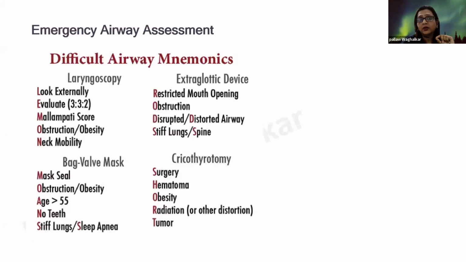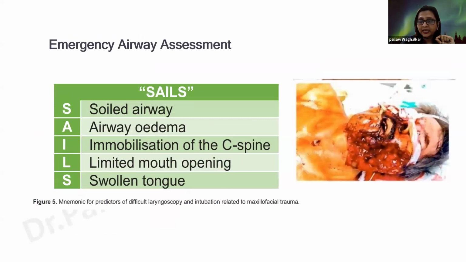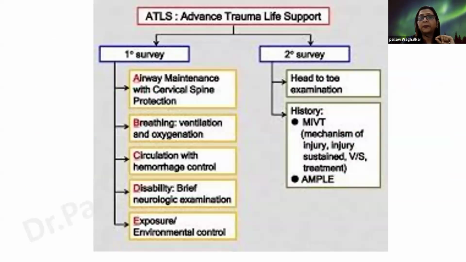Whenever you are assessing, we all know our mnemonics of difficult laryngoscopy, like LEMON, or difficult extraglottic device insertion, or difficult bag-mask ventilation, or difficult surgical access. This article also gives us new mnemonics in cases of maxillofacial trauma, that is FOLD. We have to look for facial distortion, obstruction of the upper airway, limited mandibular protrusion, and displaced or undisplaced fracture. The second mnemonic they give is SALES: whether there is soiled airway, airway edema, immobilization of the C-spine, limited mouth opening, or swollen tongue. So these mnemonics can be used as predictors of the difficult airway.